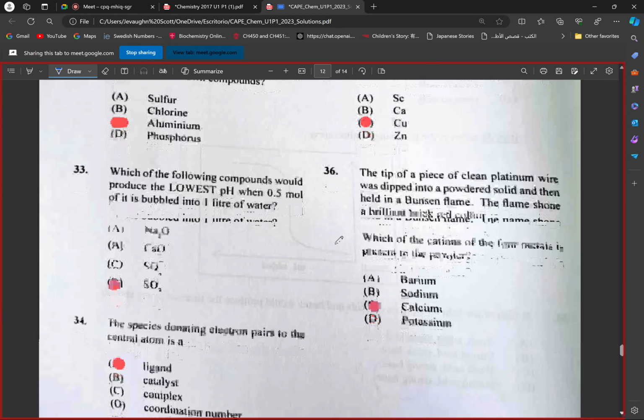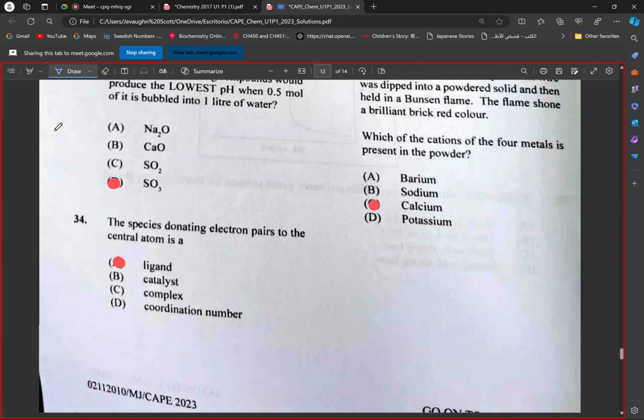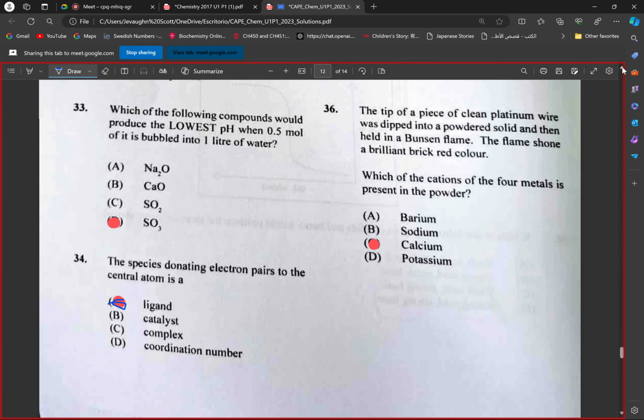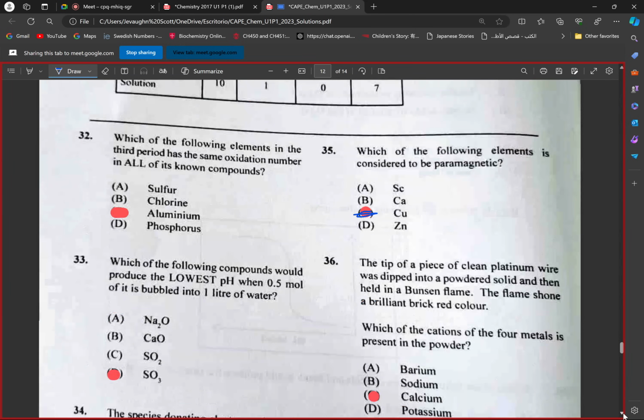Which of the following compounds would produce the lowest pH? That would be sulfur trioxide, which forms sulfuric acid. The species donating electron pairs to the central atom would be a ligand. Which of the following elements will have the highest degree of paramagnetism? In this case, it will be copper, because cobalt is not here. Copper would be the best answer if it is not cobalt.